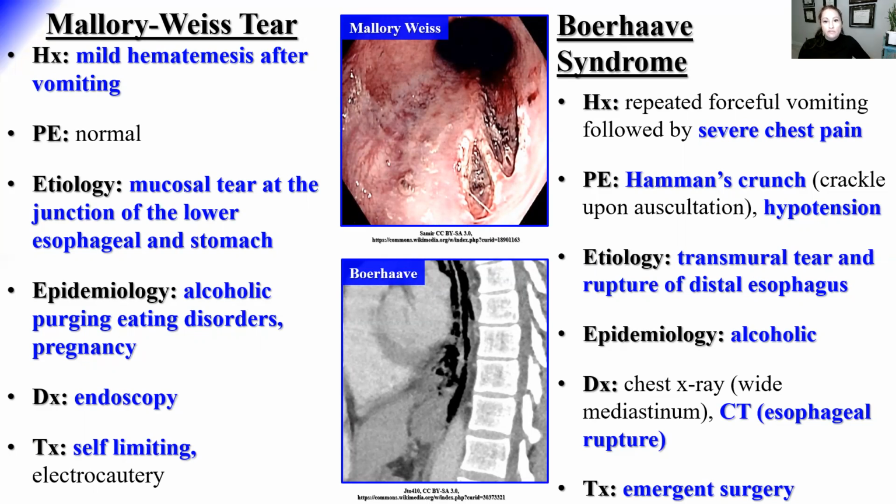They may very quickly develop hypotension depending on how fast that bleed is. Epidemiology is really the same, but typically we see Boerhaave in alcoholics because they have that more forceful vomiting or retching. On chest x-ray, you may see a widened mediastinum. And then on CT, which you can see on this bottom picture there, you're going to see an esophageal rupture. This one has to be treated with an emergent surgery. So remember, Boerhaave, high mortality, Mallory-Weiss, not high mortality.